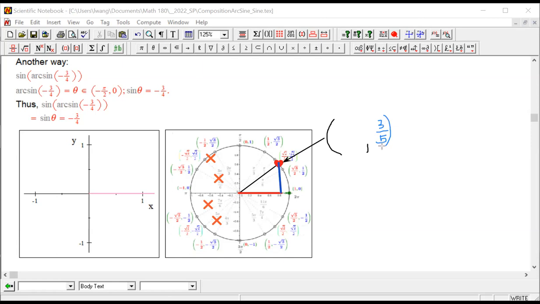So we know 3/5 is the blue number, and we need the red number, and the hypotenuse is 1. We can find the red number easily. It's actually 4/5, but we don't need it here, so we're not going to really do that. But for your information, it's really 4/5. So that was the first example, right?